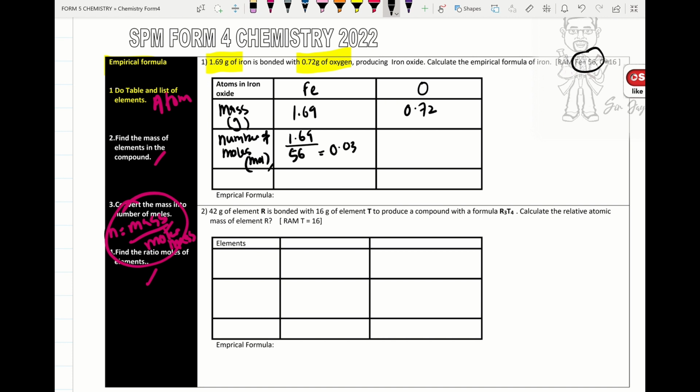All right, so we already put the unit here. Then we do for oxygen: 0.72 divided by 16. So we will get 0.045 mole. Here we use 3 decimal places, so I make it 0.030.